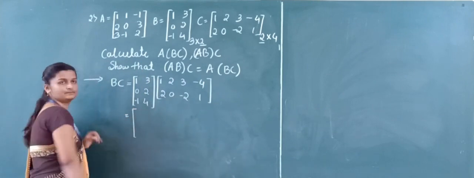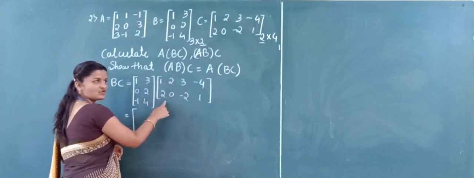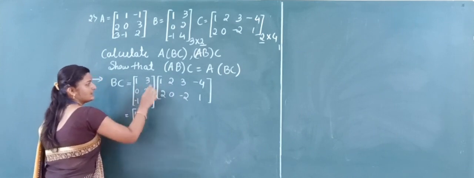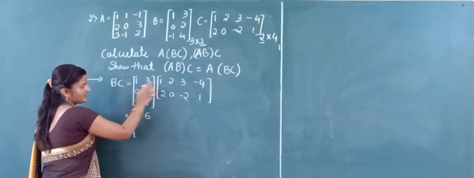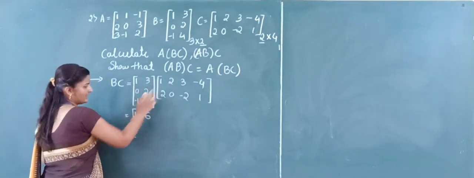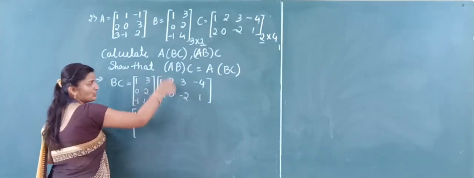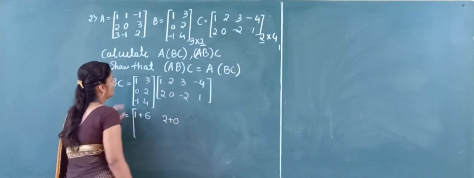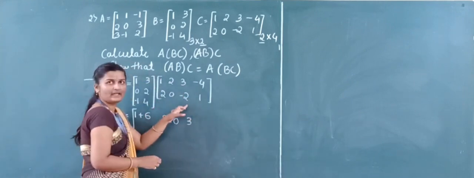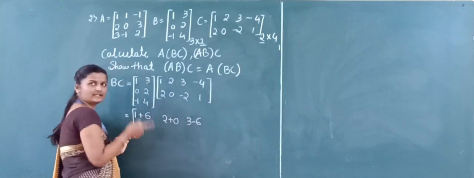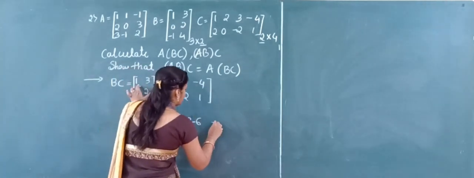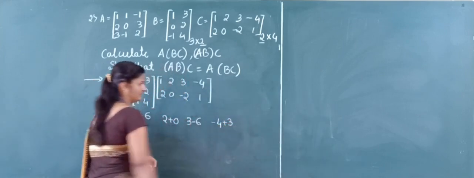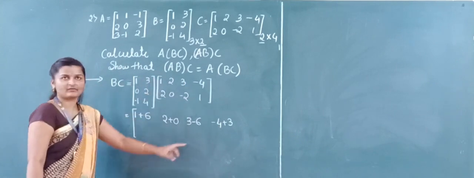How can we multiply? See here, first row, first column. The first row is 1, 3, the first column is 1, 2. 1 into 1 is 1, 3 into 2 is 6, so 1 plus 6. Move to the second column. 1 into 2 is 2, 3 into 0 is 0. 1 into 3 is 3, 3 into minus 2 is minus 6. 1 into minus 4 is minus 4, 3 into 1 is 3. With the first row we have completed.